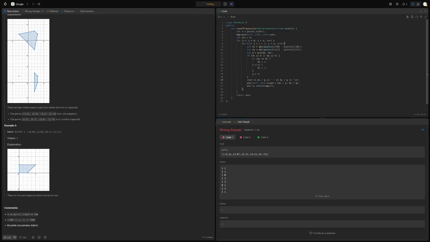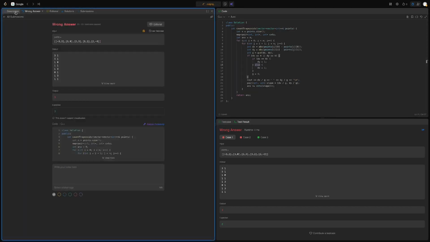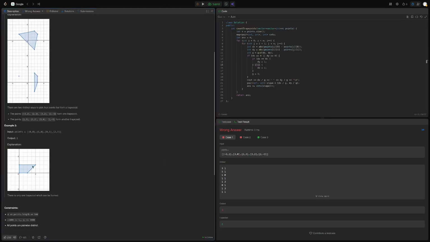If I submit this, how many test cases do I pass? Ah, it's judging, okay. It's just slow. 60, okay. It sucks.